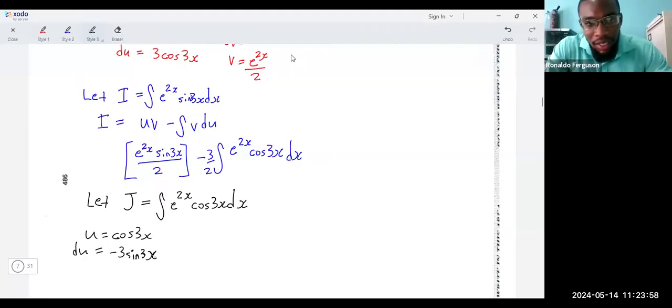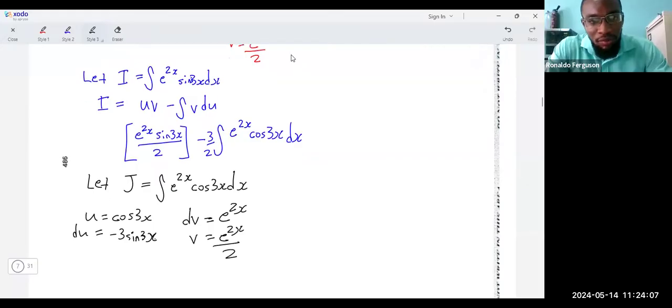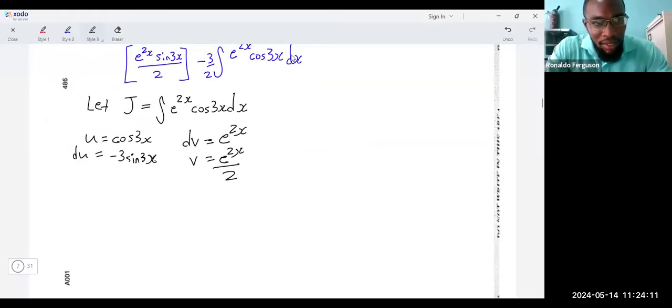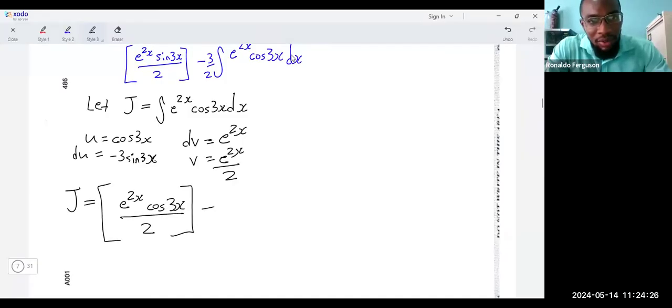All right, so that's what we have. u is cos, differentiate to get sine. dv equal e to the 2x, so v equal e to the 2x over 2. We use by parts again. So now J equal uv. So it's now e to the 2x cos 3x over 2, u times v, minus the integral of v du. So it's minus 3 over 2.